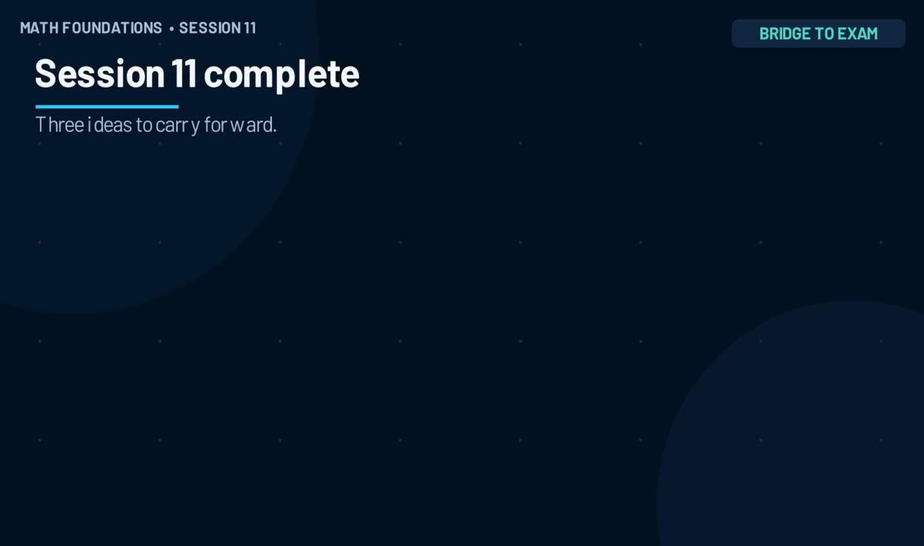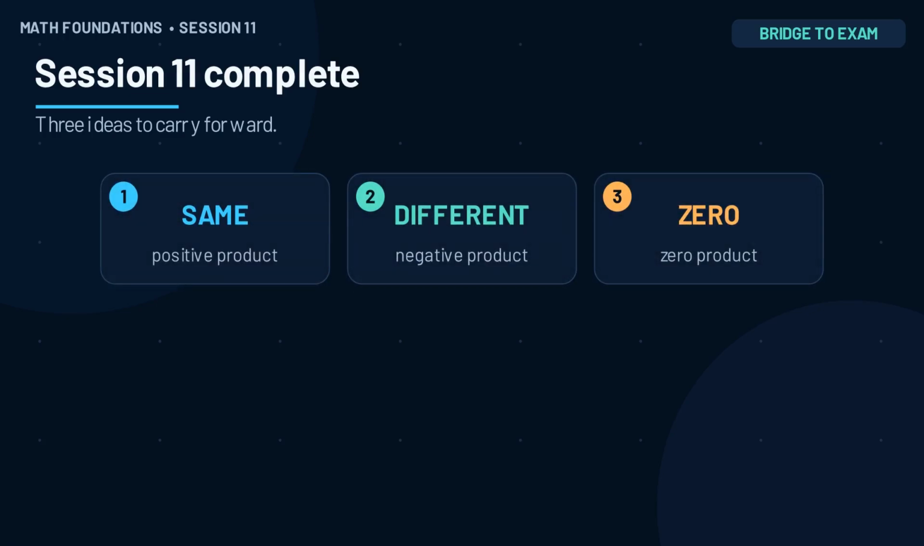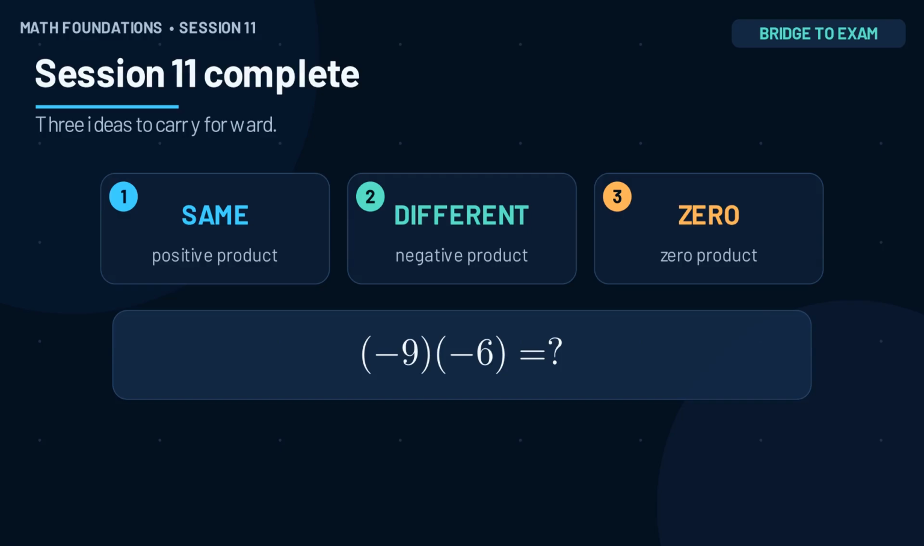Let us recap. Same signs give positive, different signs give negative, and a zero factor gives 0. For a quick check, consider -9 times -6. The signs match, and 9 times 6 is 54, so the answer is +54.